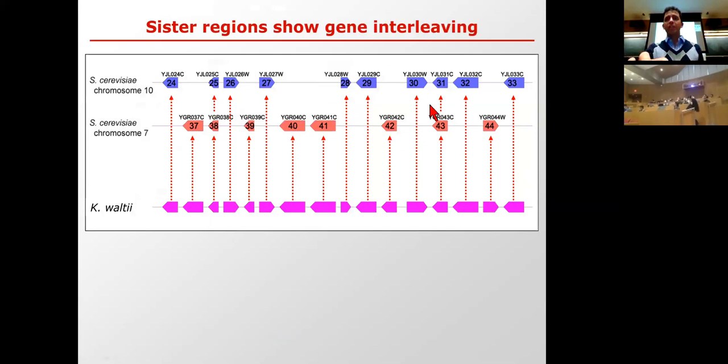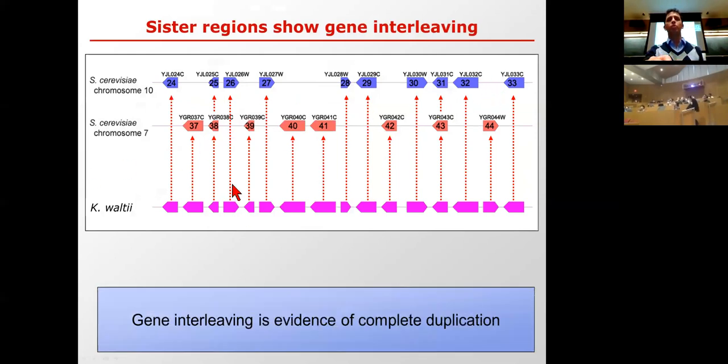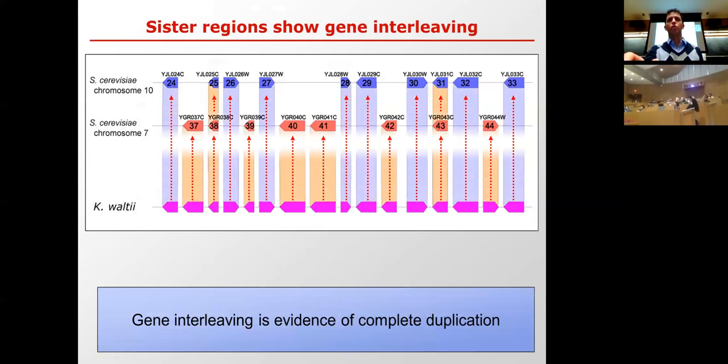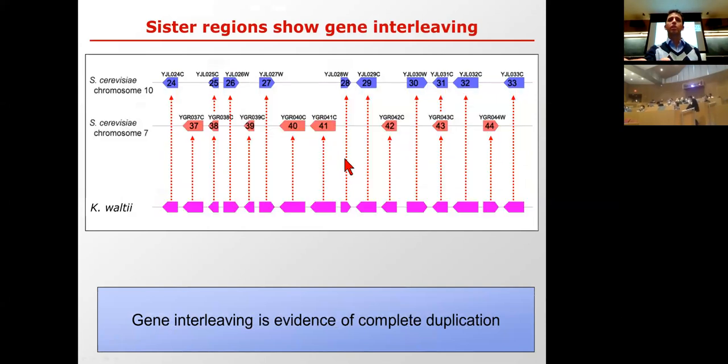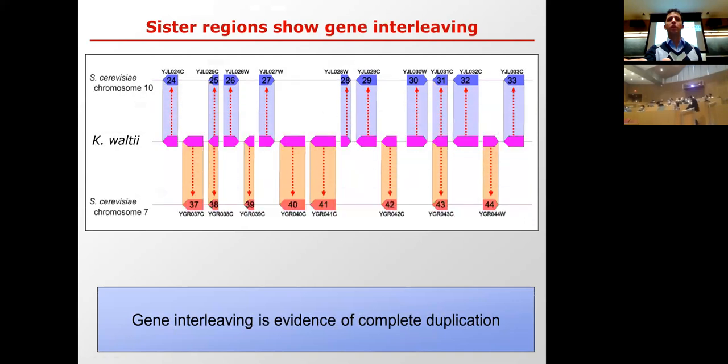So the fact that these genes are there twice was in fact a very good hint, but the strongest hint was the fact that all of the genes were in the right order and the right orientation. So the way to understand that is to reorder this region and basically put Kluyveromyces waltii in the middle. So basically all I did from here to there is just change the order of the chromosomes. And now can anybody tell me what happened?